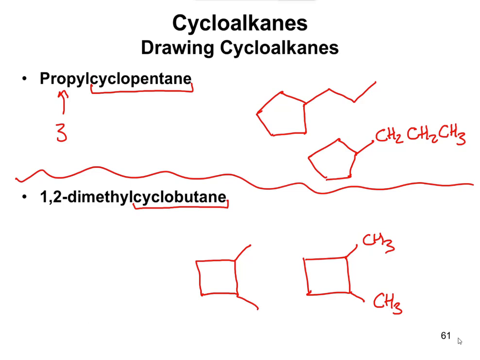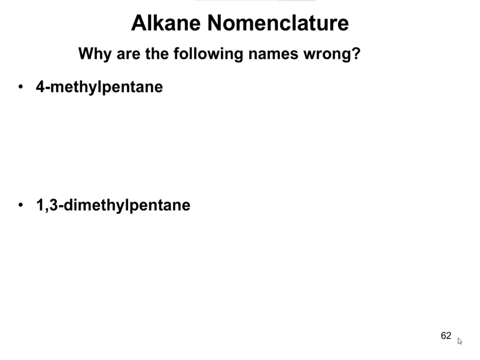All right, so now, why are the following names wrong? So these are problems like you'll see in a few in your book, and these ones I think are good practice because what you have to do is it's telling you that 4-methylpentane is a wrong name, but without just looking at it, you probably can't figure it out. So what you have to do is draw 4-methylpentane knowing it's wrong. So we're going to draw this one.